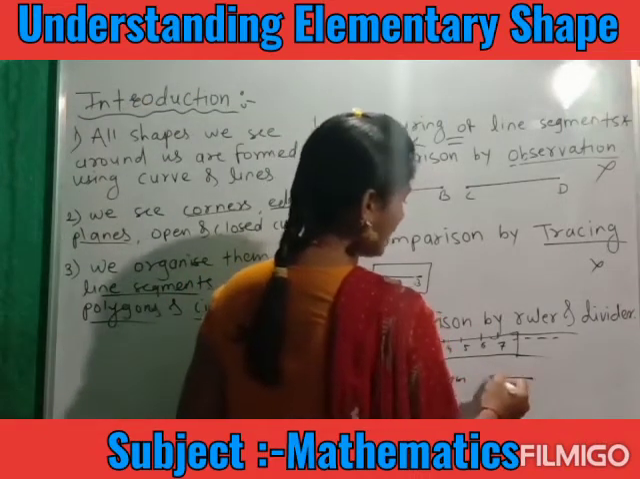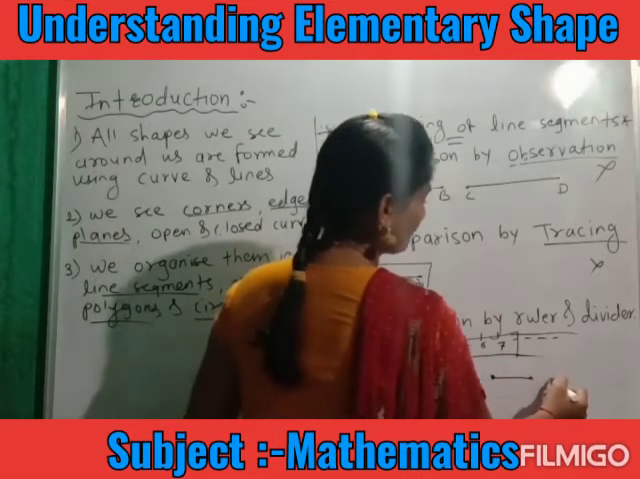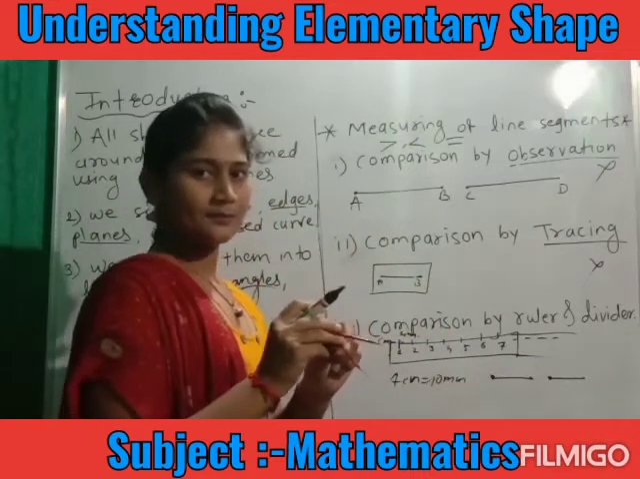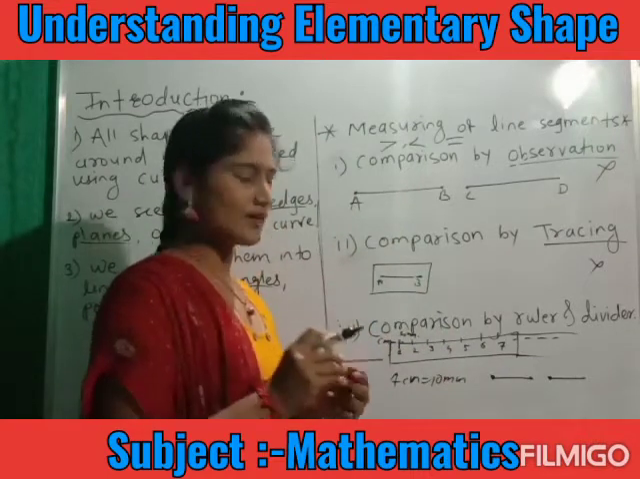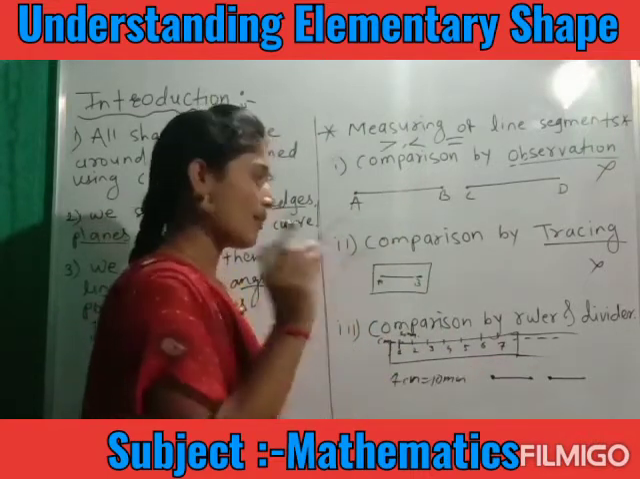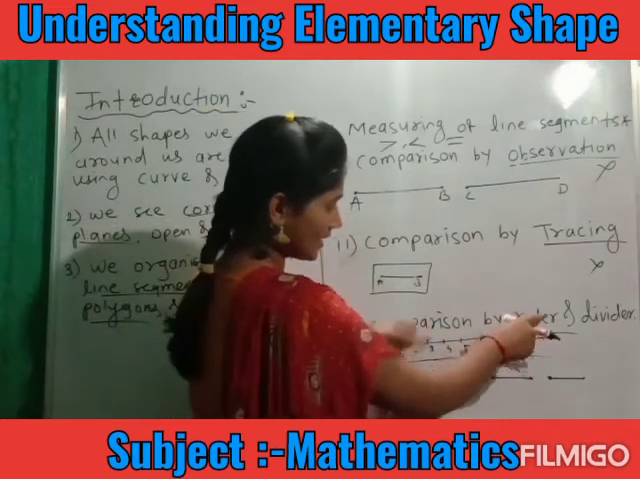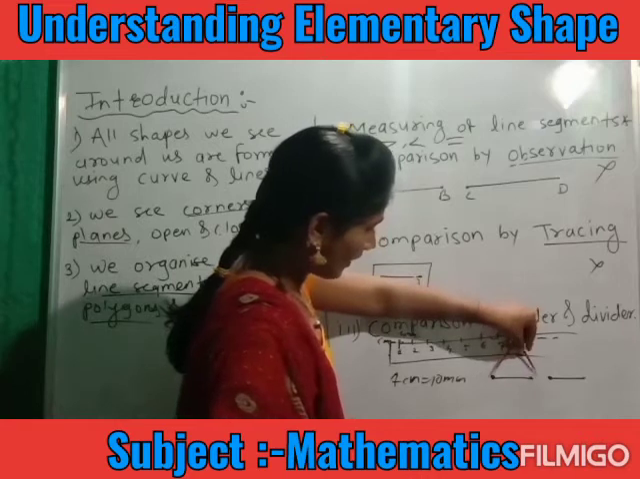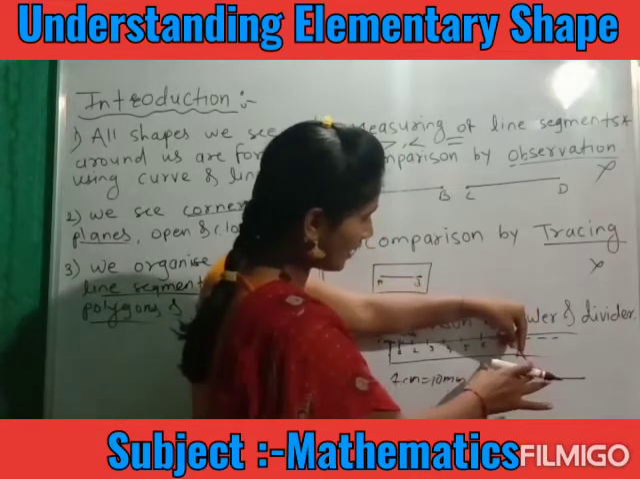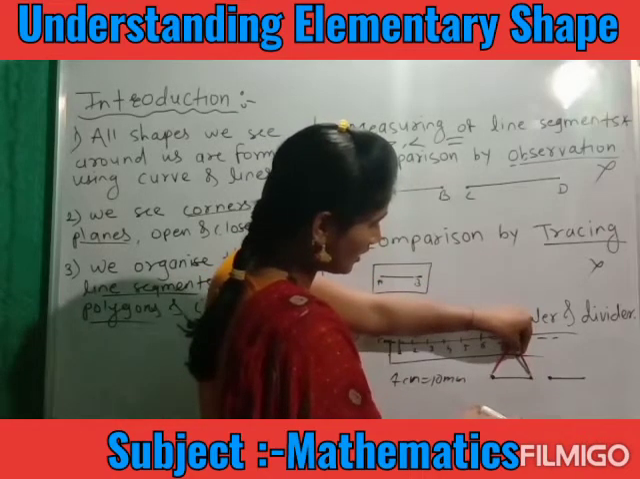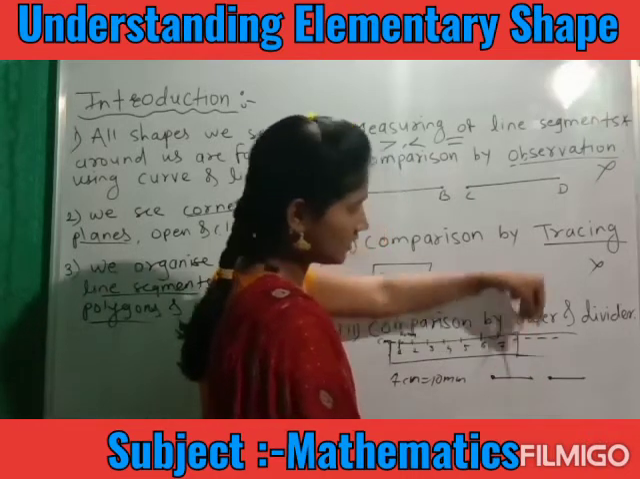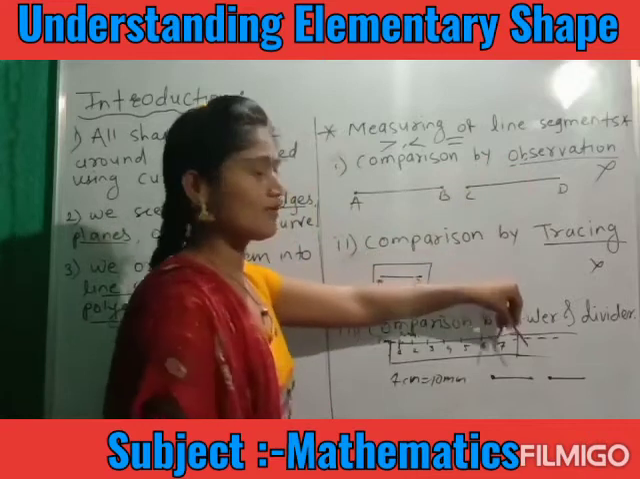So suppose I am taking one line segment here, and suppose the same line segment is there. Now I have to compare this first line with the second line. Means now I am putting the divider exactly like this, without missing, without shaking. Put it perfectly like this. Just try to adjust it according to the length of the line segment. Again, I am just reducing it. This is the perfect measurement for the first line segment.